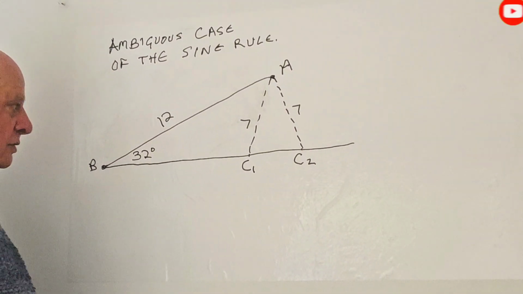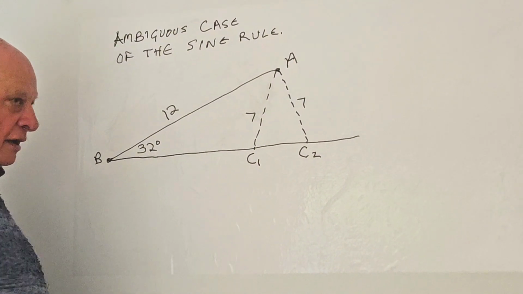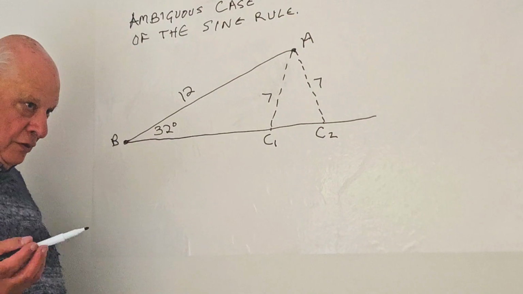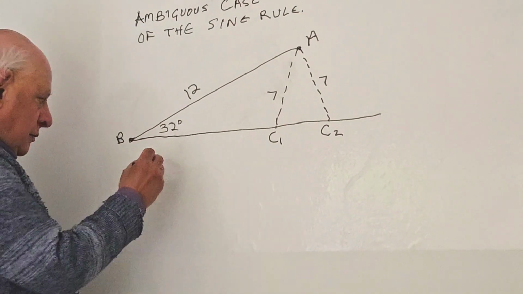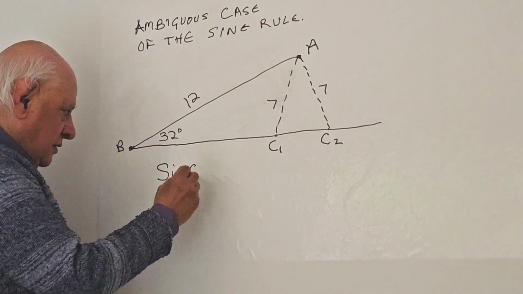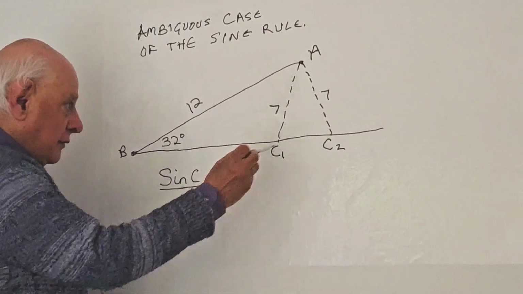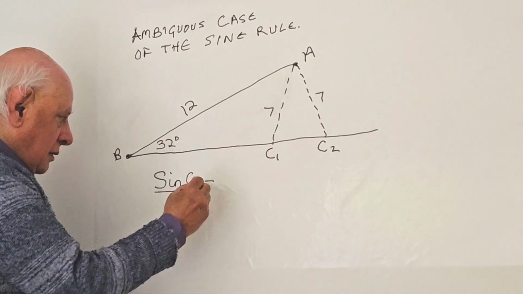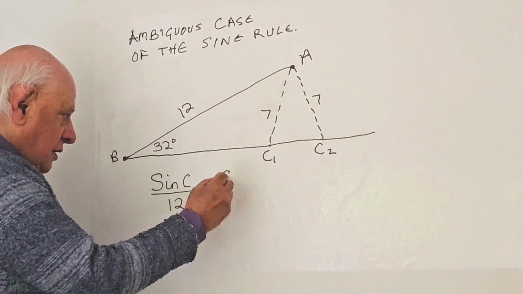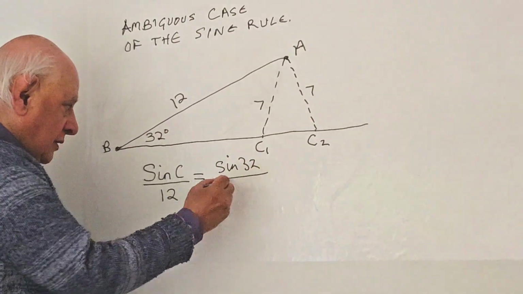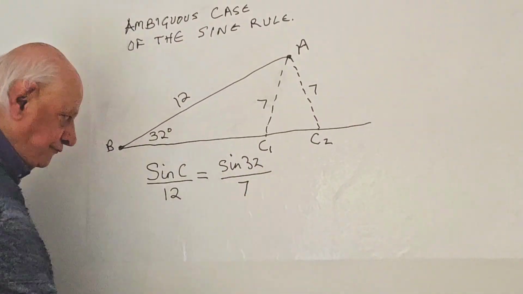Right, so let's see what the angle by the C1 or C2 is going to be, and for that we use the sine rule, which is just now sine C over the side opposite that, which is 12, equals sine 32 divided by the length of the side opposite that, which is 7.